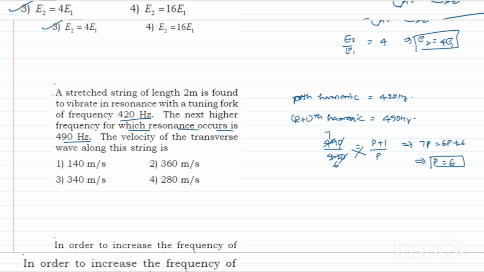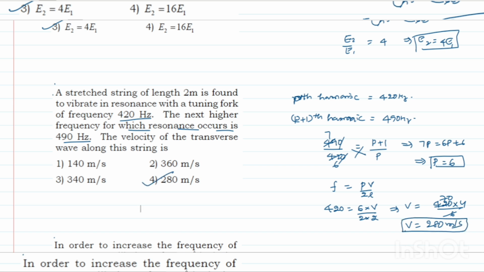Then here f equals p v by 2l, and the frequency here is 420 Hz, which will be equal to 6 into v by 2 into length, and length is given as 2 meter. So here this velocity will be equal to 420 into 4 by 6. It is 70 times 4, which is 280 meter per second. Velocity will be 280 meter per second.